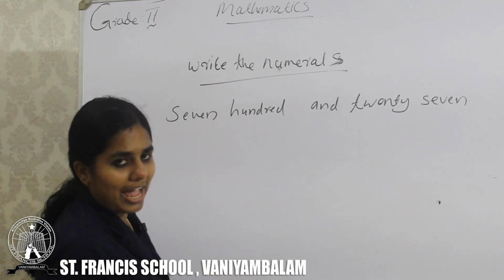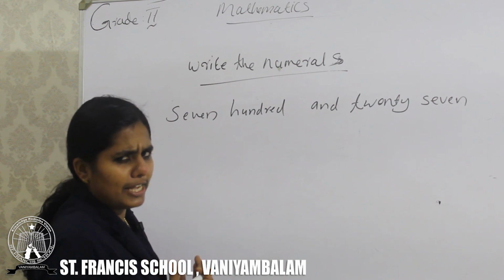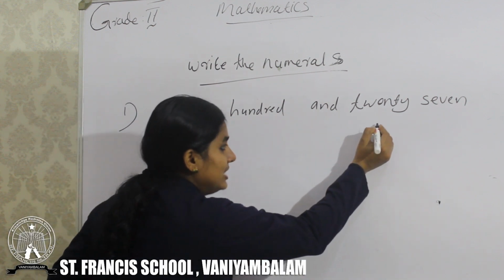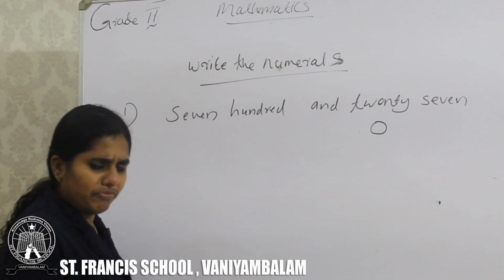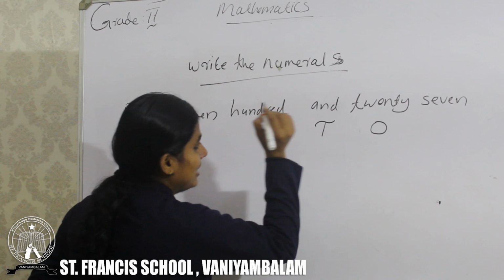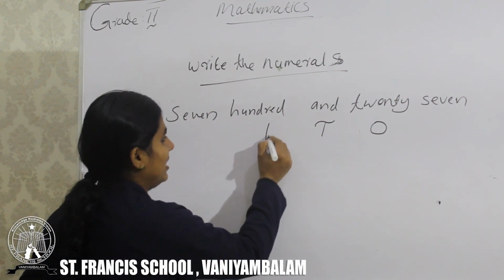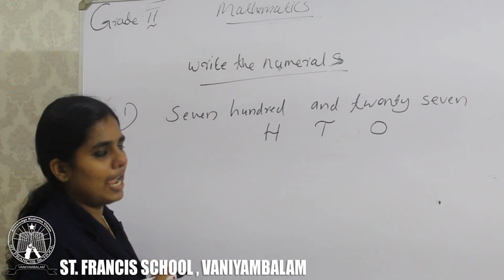First, we want to write the place value chart of a 3-digit number. What is the place value chart of a 3-digit number? On the right side we have which place? Ones. Left of the ones we have which place? Tens. Left of the tens we have which place? Hundreds. This is the place value chart of a 3-digit number.